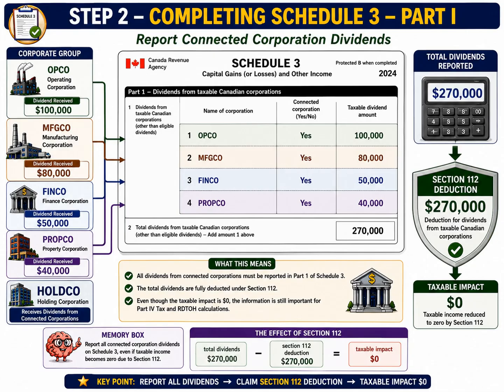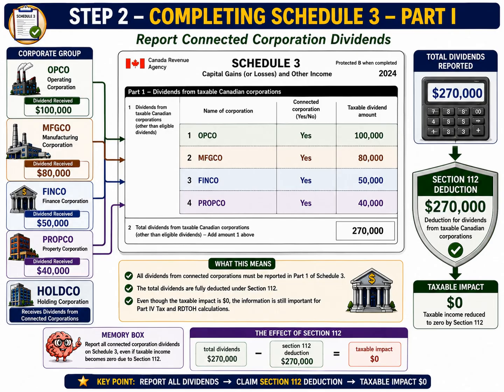Now that we've gathered all of the required information, we are ready to begin completing Schedule 3. The first section we'll focus on is Part 1, which reports dividends received from taxable Canadian corporations. In our example, Holdco has received dividends from 4 connected corporations. OpCo paid a dividend of $100,000. MEFGeco paid a dividend of $80,000.